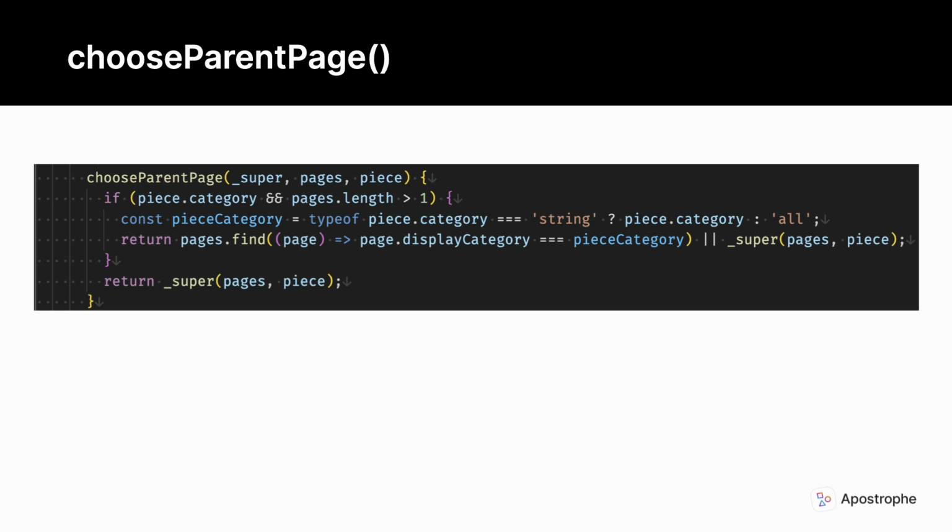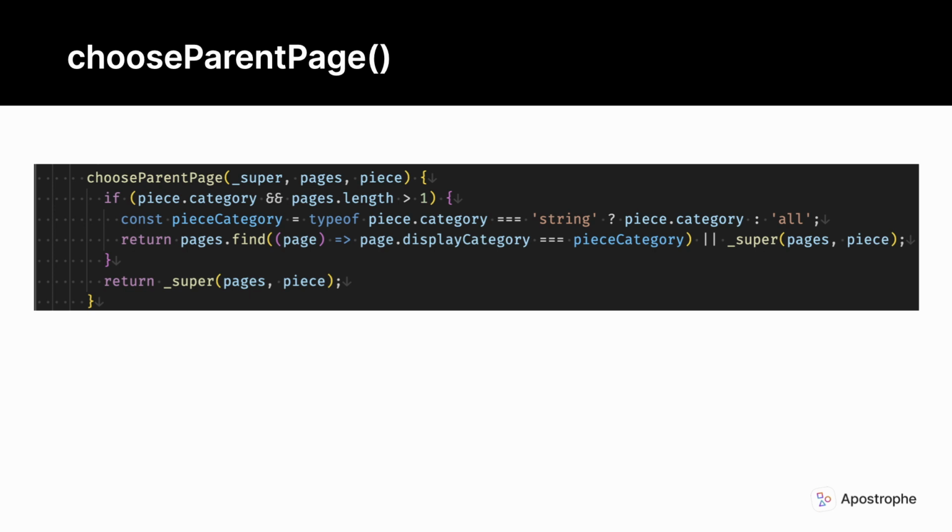Again, the original method took two arguments that we're prefacing with the underscore super argument. The pages argument is going to contain an array of all the pages that are in the database that are the review page type. The piece argument is going to be the individual piece that is being requested for display. First, we are checking that the category is set for the piece that is being requested and that there is more than one review page. If not, then we return the results of the original method using underscore super and passing pages and piece as arguments. Otherwise, we set the piece category constant to either the value the author selected or all if the field doesn't have a string value.